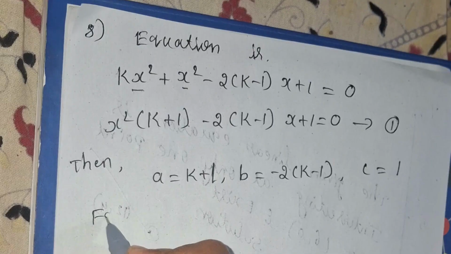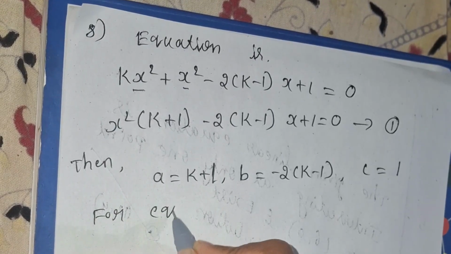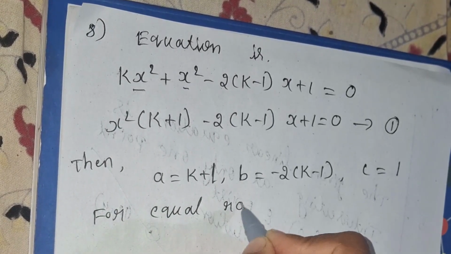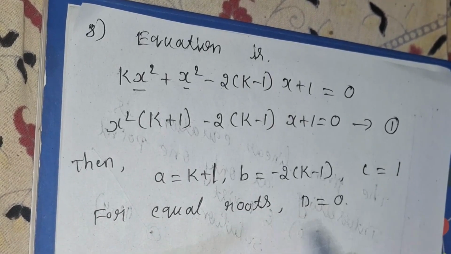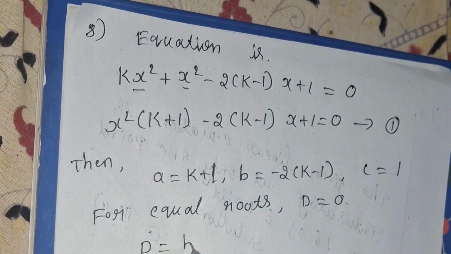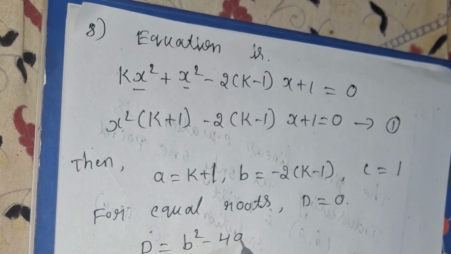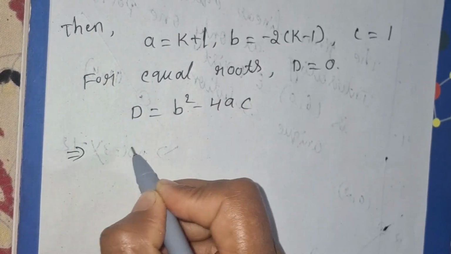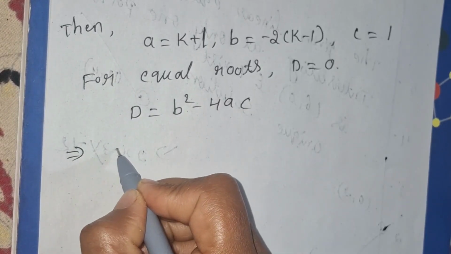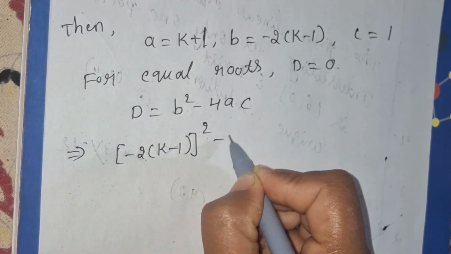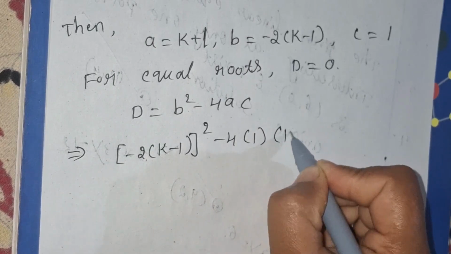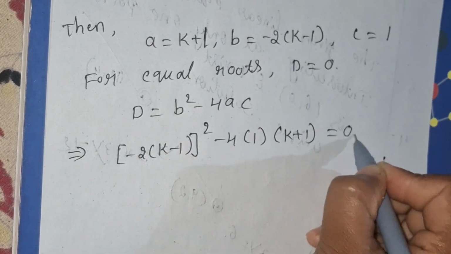So in the given question, for equal roots, what is meant by equal roots? Equal means D equal to 0. What is the formula to find the k value? D equal to b square minus 4ac. So we know that D equal to 0, so this implies b is minus 2 into k minus 1 whole square, minus 4 into k plus 1 into k plus 1, equal to 0.